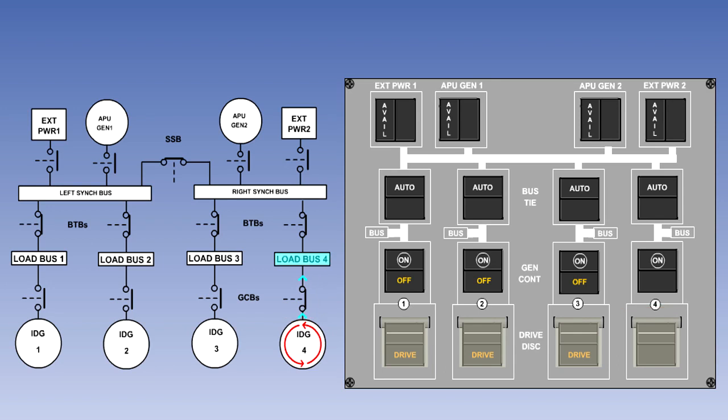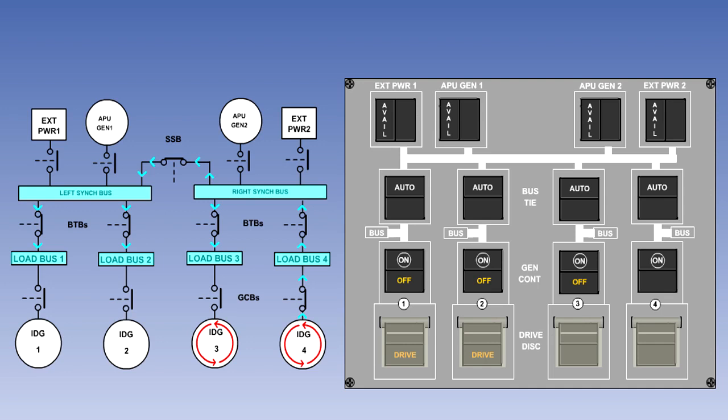Number 4 generator will now supply its load bus bar, and through its BTB the right synchronizing bus bar. From here, bus bar 3 will be supplied through its BTB, and the left synchronizing bus bar through the split system breaker. Bus bars 1 and 2 will be powered from the left synchronizing bus bar through their BTBs. Thus, generator 4 will be supplying all of the loads.